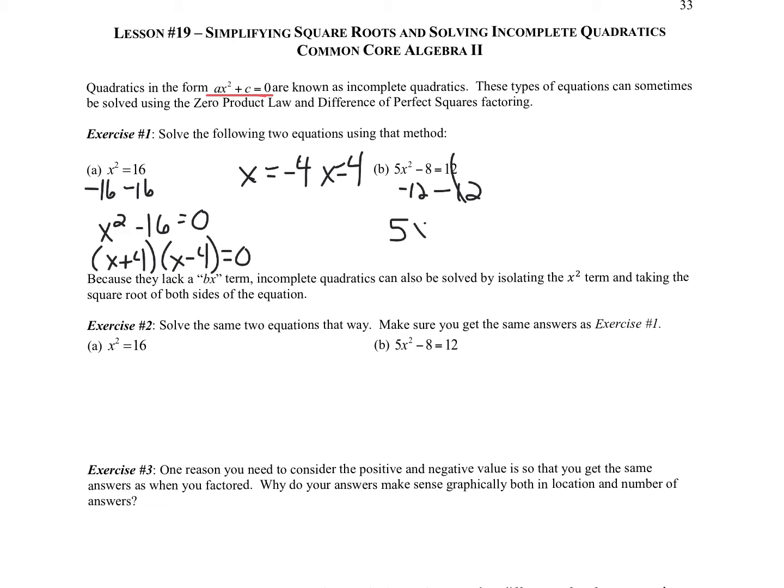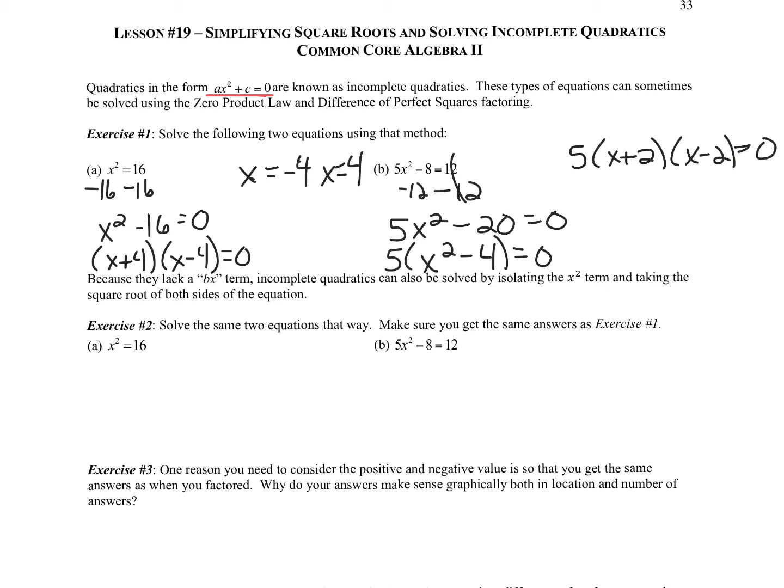Looking at the next one, I'm also going to set this equal to 0, so I subtract 12. And I get 5x squared minus 20 equals 0. So I'm going to factor out a 5. And then I see I can further factor with difference of perfect squares. And solving this one, the 5 equals 0 is nothing, so I get answers of -2 and +2.